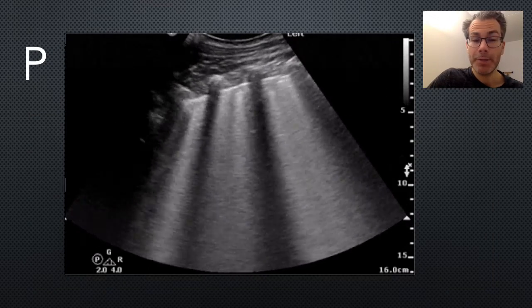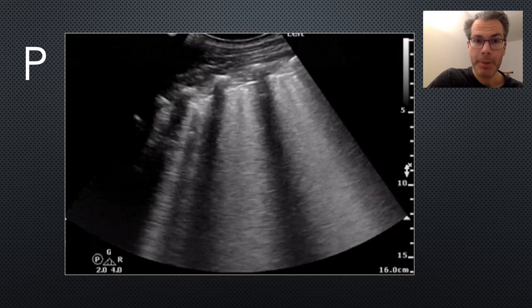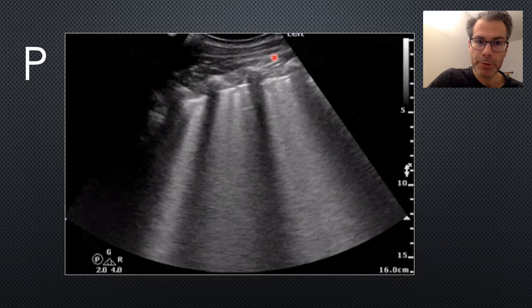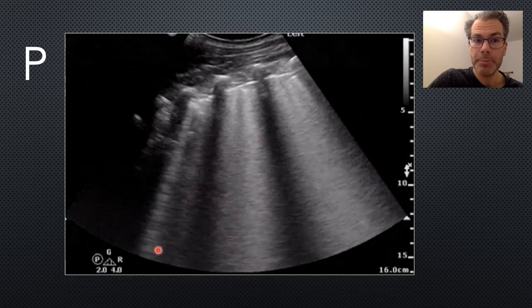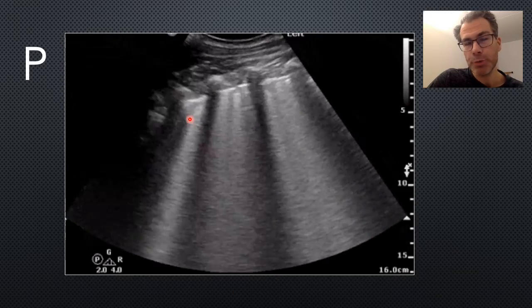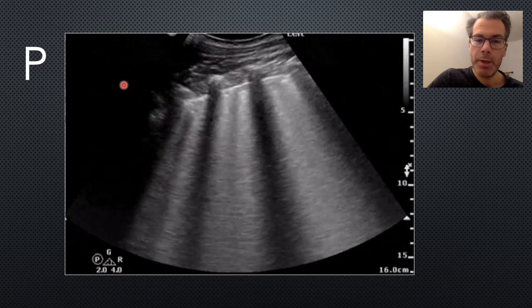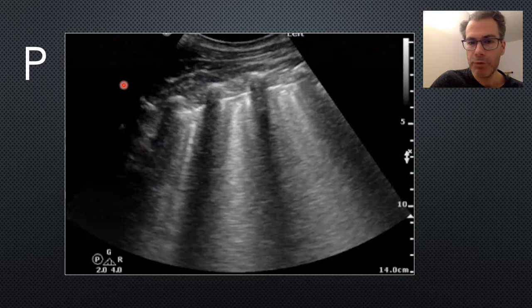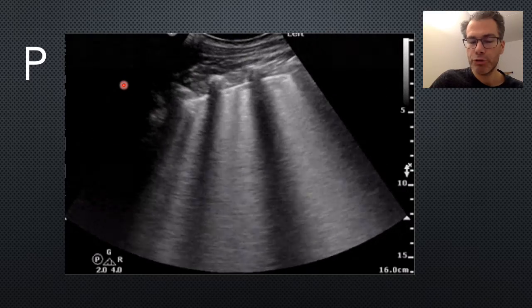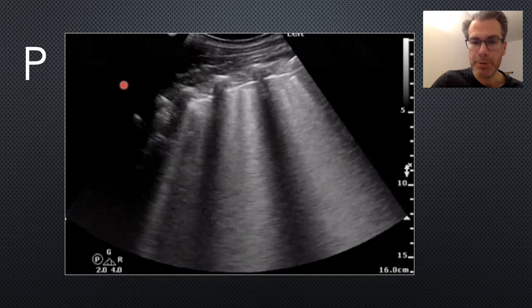And here we have the classic appearance of pulmonary edema. So these bright white vertical lines that are coming down from the pleural line are called B lines, and these are not specific to anything. They basically just mean that there's some kind of a fluid gas interface, increased density. So the distribution and the pattern of the B lines is really important.